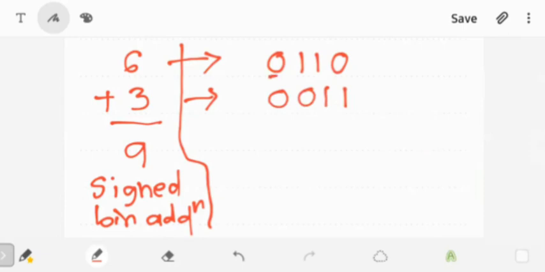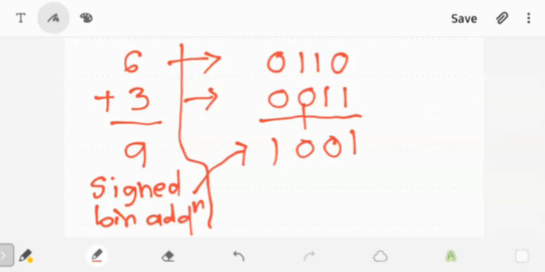So the first MSB is 0. The most significant bit is 0. It indicates what? Both numbers are positive numbers, right? Then go on adding this. This is 1, this is 1101. Right, so this is the result. But what result? It is the signed binary sum.